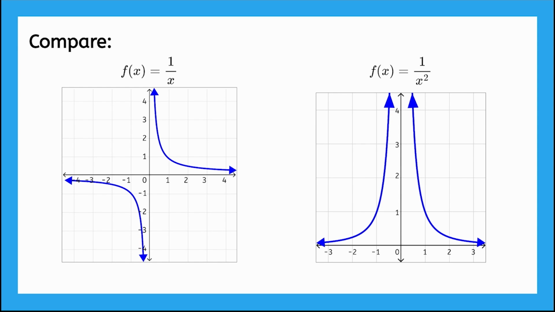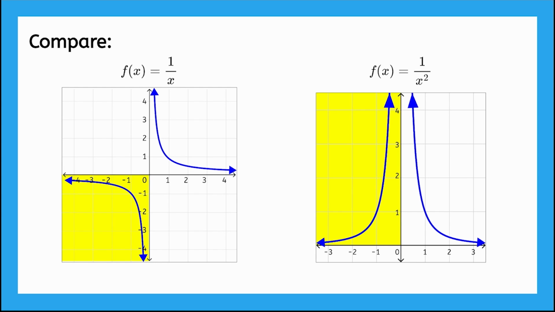I noticed that the piece of each graph that's in the first quadrant is very similar. They have the same asymptotes and the same basic shape, but the other piece for each function is different. 1 over x has a piece in the third quadrant, but 1 over x squared has a piece in the second quadrant. Why did that happen? Did you notice that by squaring the denominator of 1 over x squared, the function will always be positive? That gives us function values that are always greater than 0. But 1 over x has both positive and negative values.